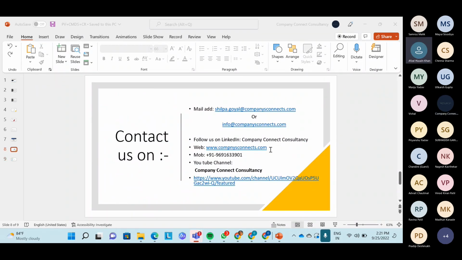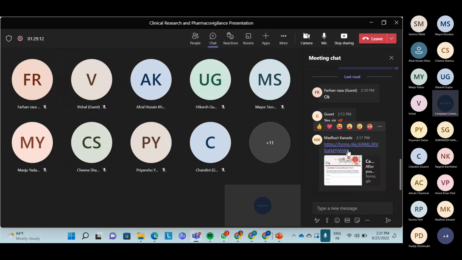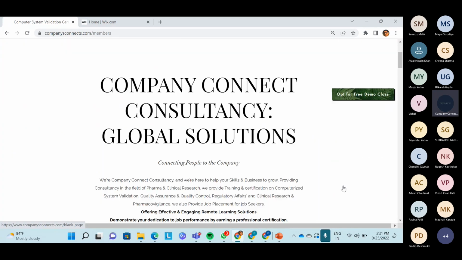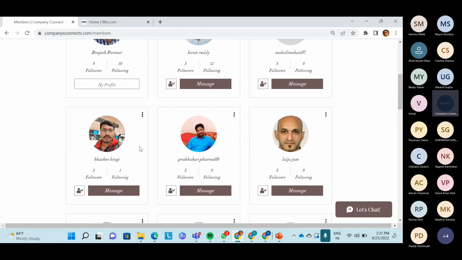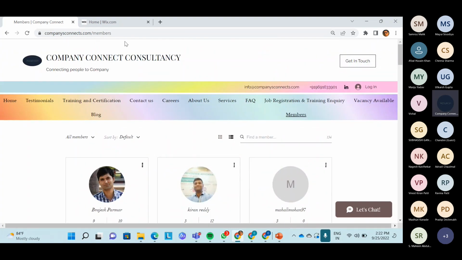Sir, how can we get the certificate of this session? You have filled the form, correct? There is a form you may have seen in the chat box. Just open your chat, click on the form, and fill out the details. The certifications will be provided to you. You can visit our website as well and create a login. You can see the members' details and chat with us; there's an option for chatting after you complete the login. Just visit our website companyconnect.com.